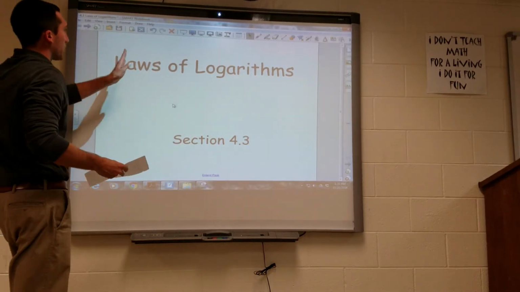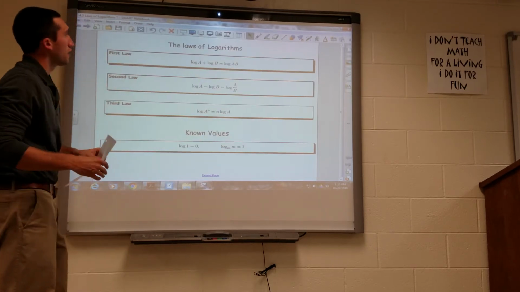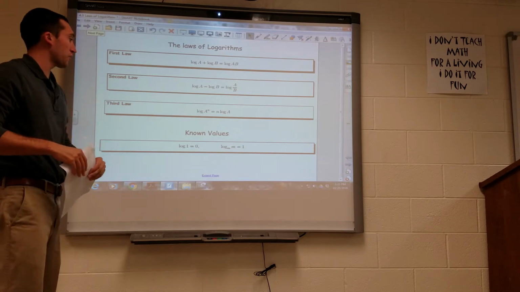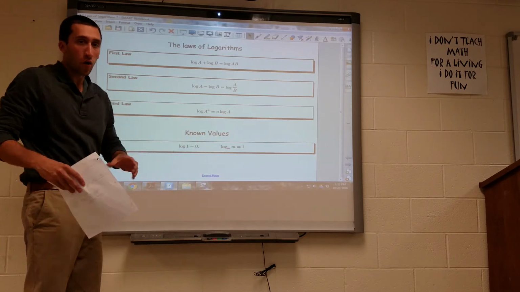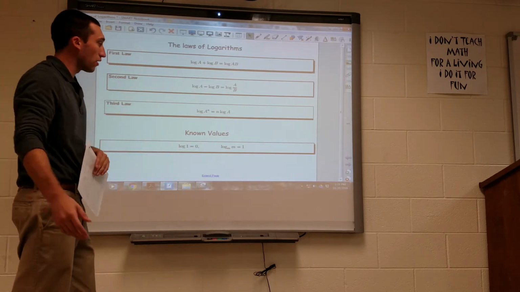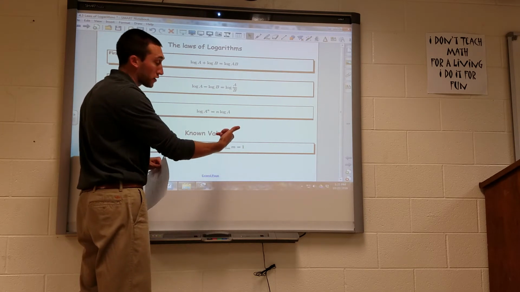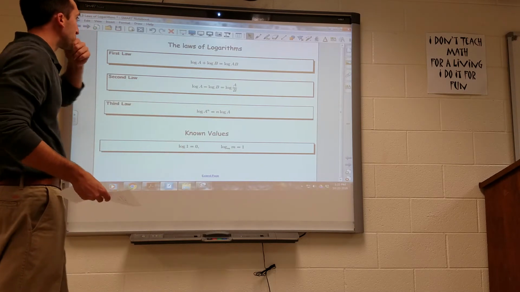Hello everyone, today we're talking about Laws of Logarithms, section 4.3 in our book. First thing I want us to get down are the three laws of the logarithms, and then just some known values that we know logs are always going to be equal to. So whenever we take log base 10 of 1, it's going to be 0. Whenever we have log base m of the same value m, we're going to get a 1. Okay, so those are some known values.